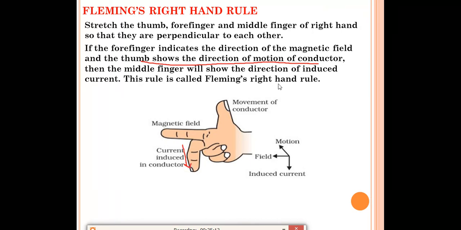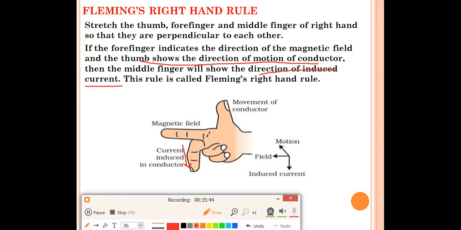This rule is called Fleming's right hand rule. So what is Fleming's right hand rule? Stretch the thumb, forefinger and the middle finger of your right hand, and they should be perpendicular to each other. The forefinger will show the direction of the magnetic field. The thumb will show the direction of motion of the conductor. And the middle finger will show the direction of induced current. So this is called Fleming's right hand rule. The statements of these rules are asked in the exam: state Fleming's right hand rule, state Fleming's left hand rule. So you should remember the statement.